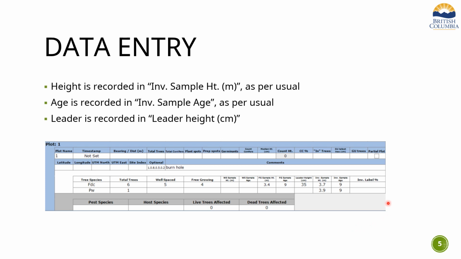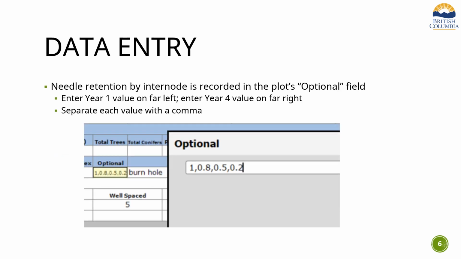You also need to enter the leader height, and there's a column directly adjacent. So please use it to reflect the leader growth on the Swiss needlecast and inventory sample tree. It's recorded in centimeters. All right, now for the needle retention data entry, I'd recommend using the plot's optional field, shown right here. It's next to comments.